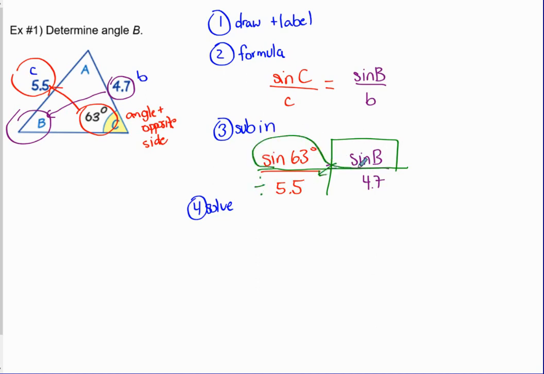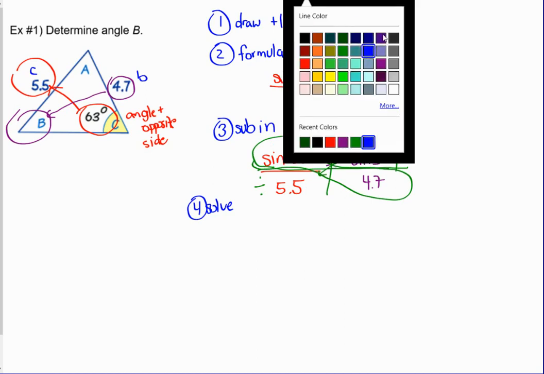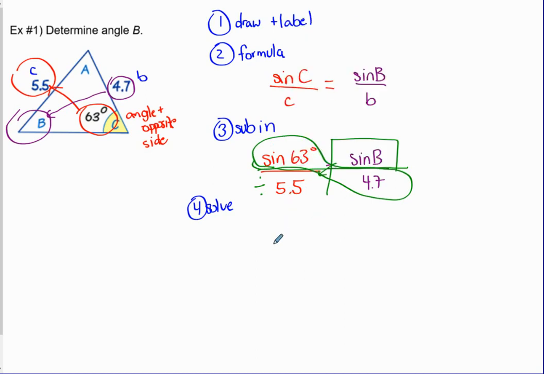It'll go on the bottom, and I multiply the other two, right? So I will do sine B, which is the thing I'm looking for, so that box, equals 4.7 times sine of 63 degrees divided by 5.5. Now don't freak out with that sine B yet, okay? It's still just my sine of B.